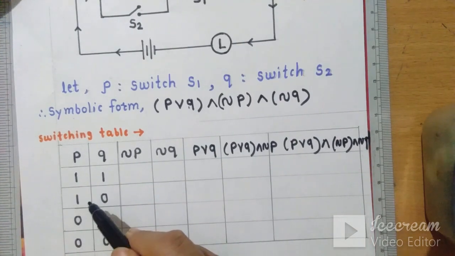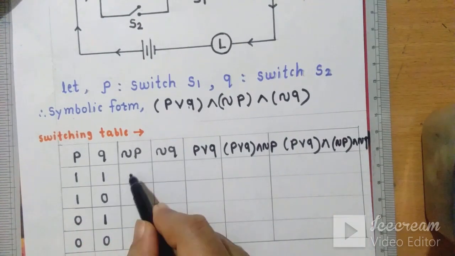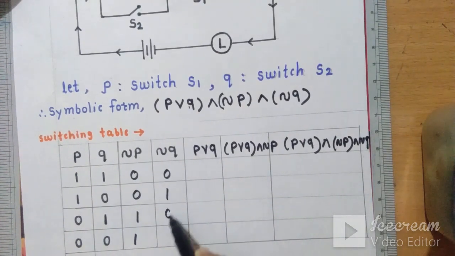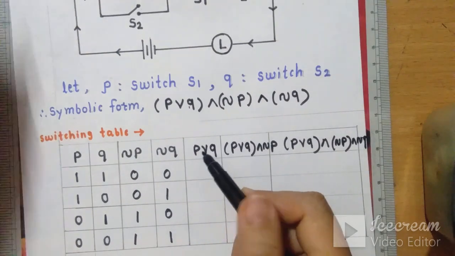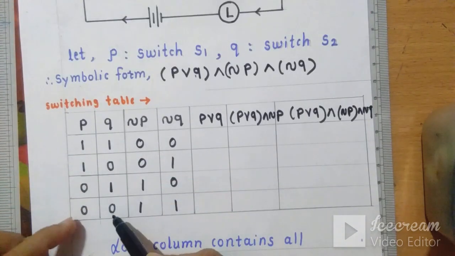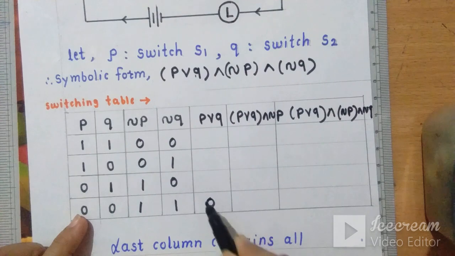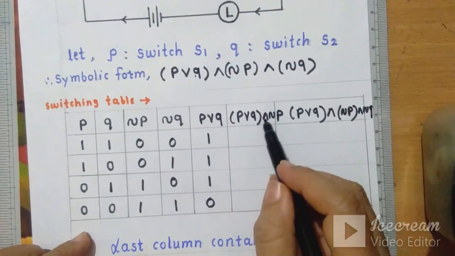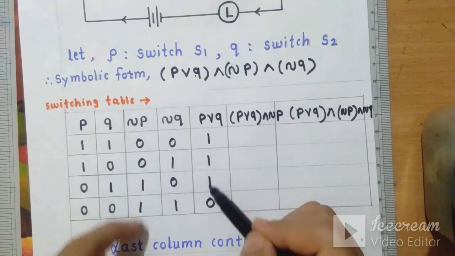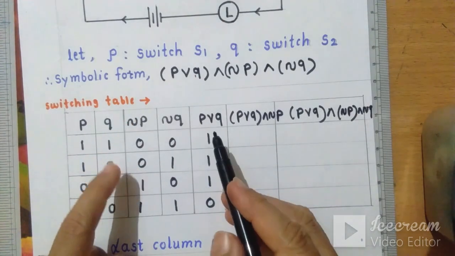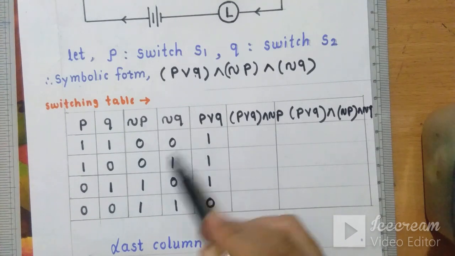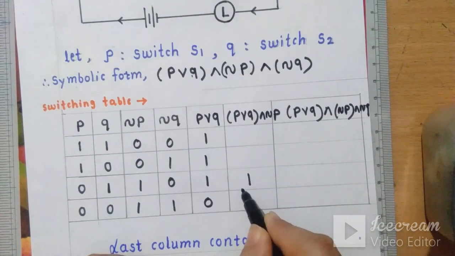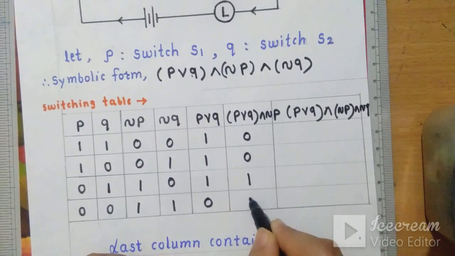Now write down this. We have written P and Q column. Negation P means 0 0 1 1, negation Q 0 1 0 1. P disjunction Q, disjunction between these two, if both are 0 then 0, otherwise 1. Now this column conjunction negation P means conjunction between these two. Rule of conjunction is if both are 1 then only 1. We can observe here 1 1, so here write down 1, otherwise 0.